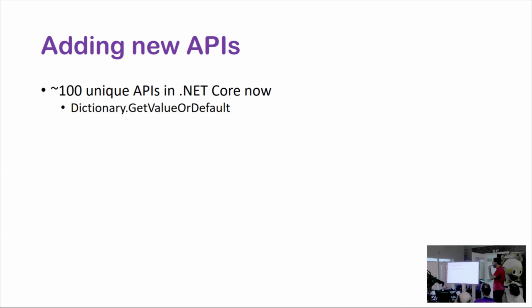So, adding new APIs as the last issue type. Right now we have around 100 new unique APIs in .NET Core. Most of them are in the bucket we call convenience methods. A great example is GetValueOrDefault. Who wrote their own extension method for that in .NET Framework? I expected more hands. Yes. Why don't you guys have it? Well, because you can easily write it yourself. It's one or two lines. Why would you add an API? Well, because everyone writes it, right?